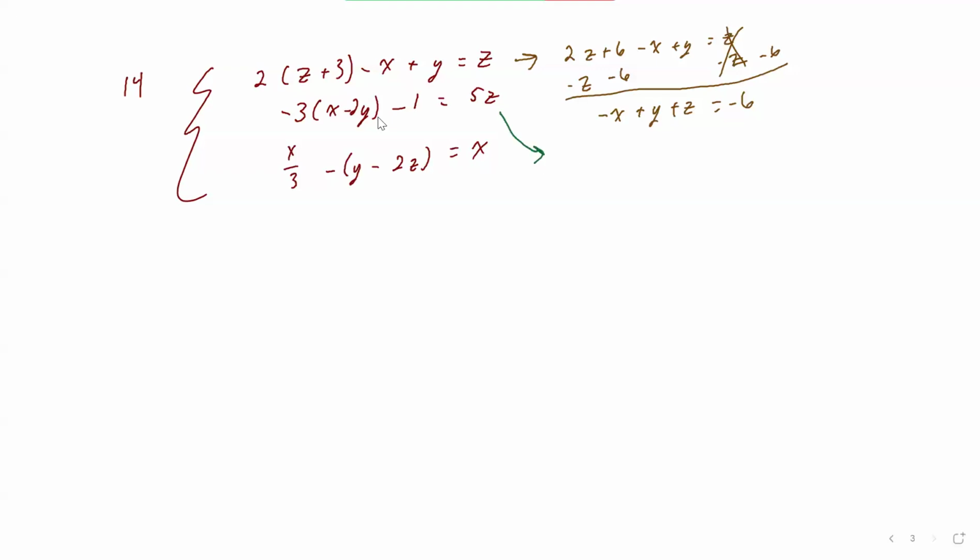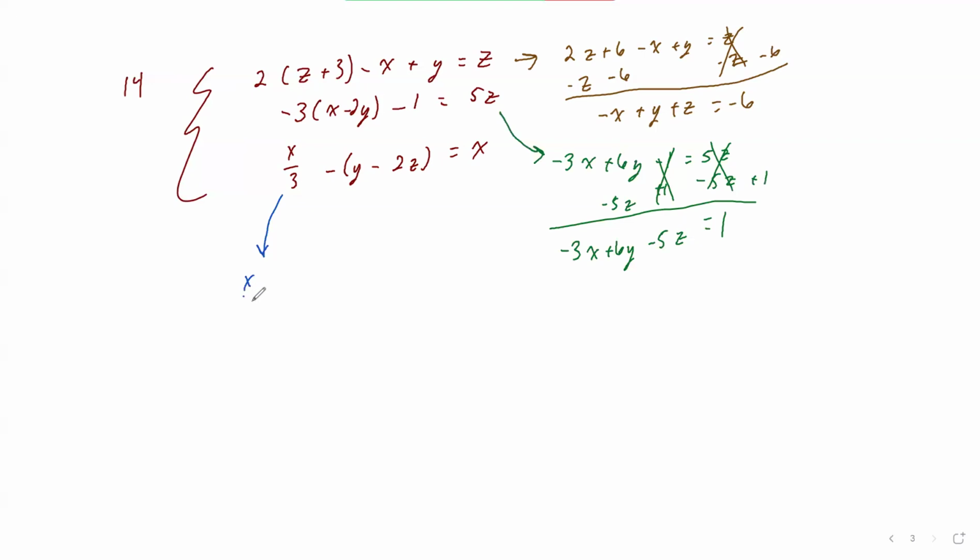Now again, I'm going to distribute, so I get negative 3x plus 6y minus 1 equals 5z. So again, I'm going to subtract 5z and add 1. I want to get everything over. When I do that, I get negative 3x plus 6y minus 5z equals 1. Got that one done.